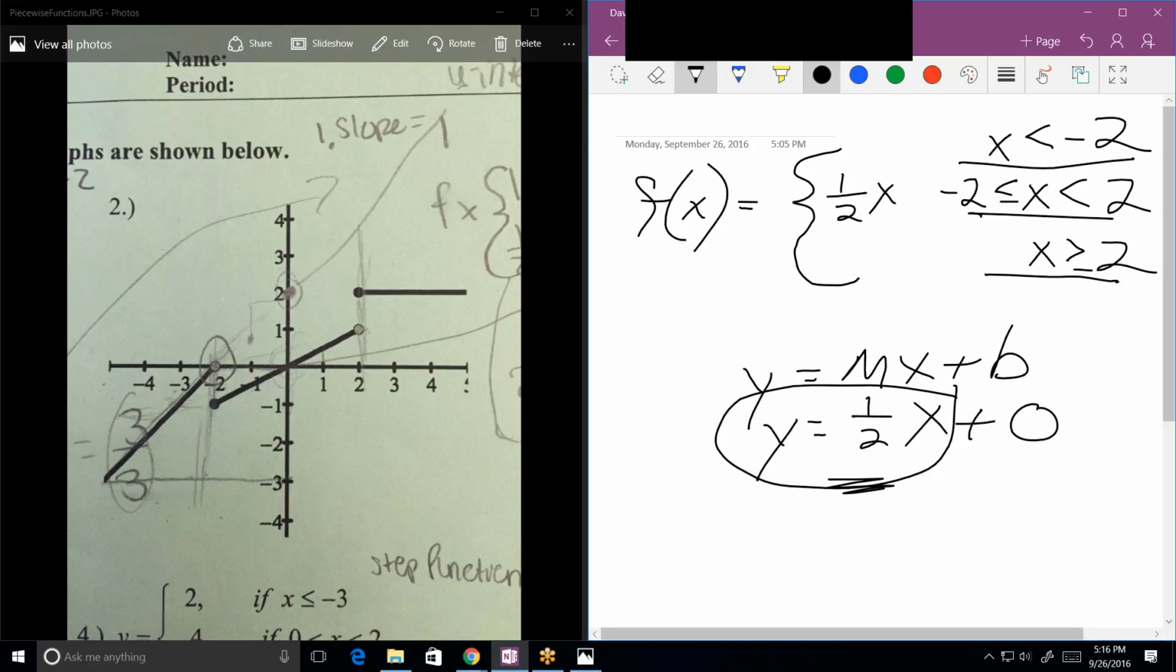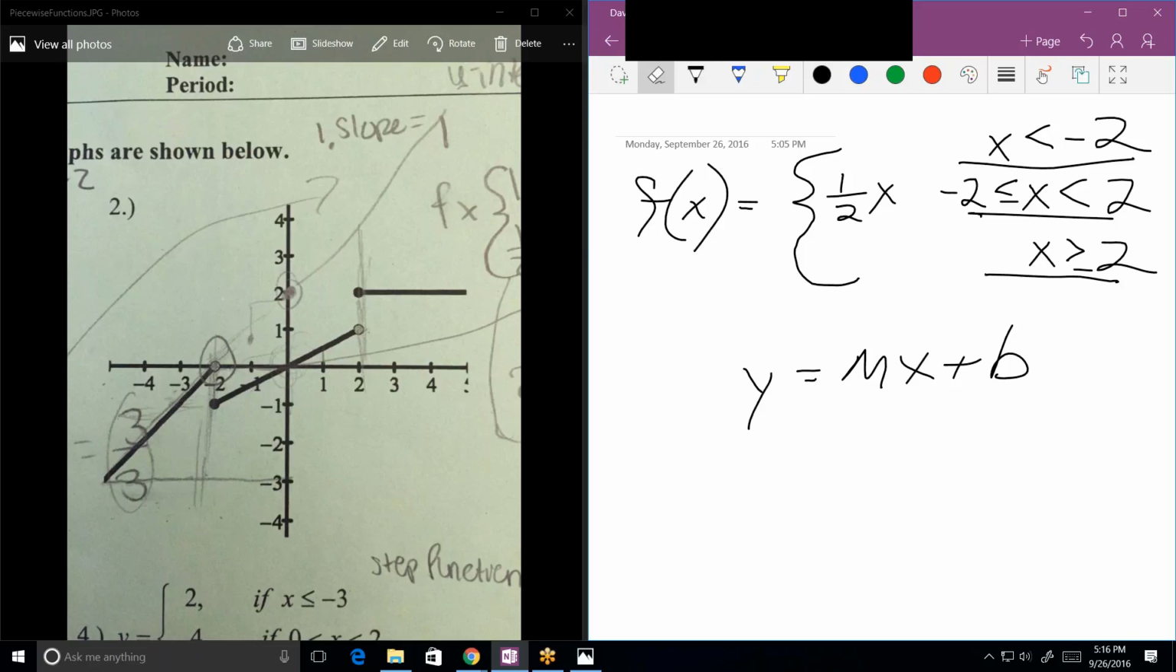It's a little harder because notice that it doesn't cross the y-axis. Don't you have to estimate where it would cross the y-intercept? Let's figure out the slope first. What's the slope? Rise over run. So go up. 1, 2, 3, 4.